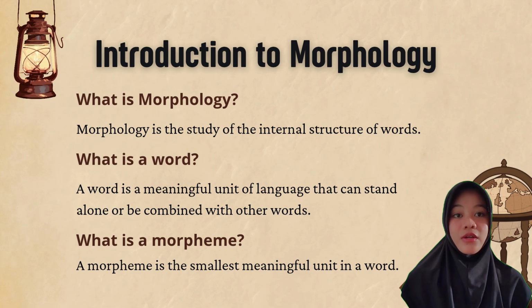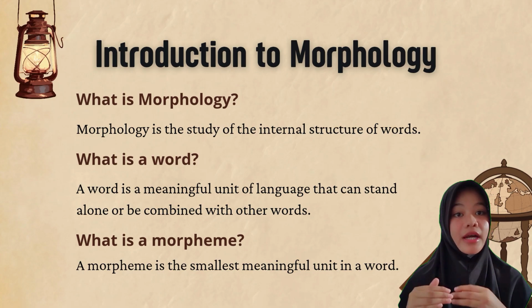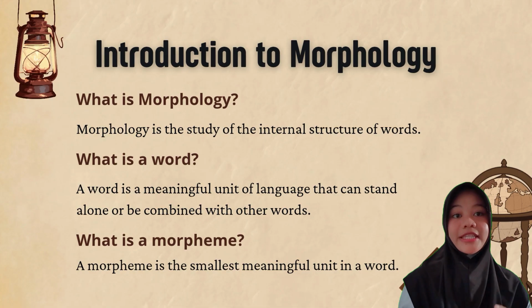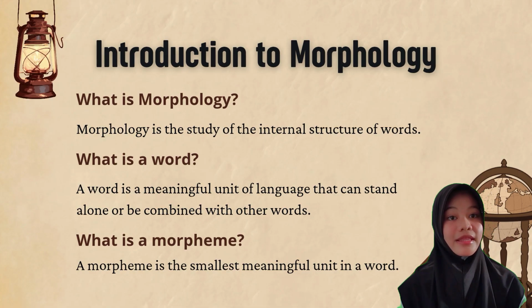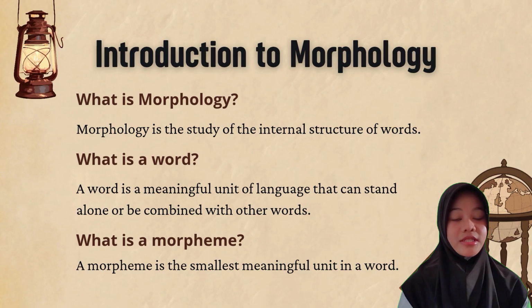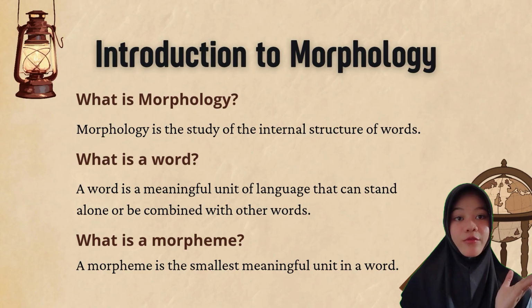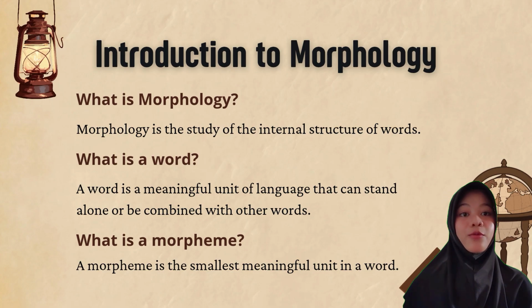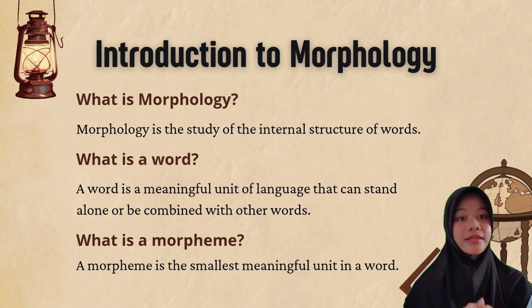What is a word? A word is a meaningful unit of language that can stand alone or combine with other words and carry meaning. However, even though a word may seem simple, it can actually be made up of smaller, meaningful units. The smaller meaningful units are called morphemes. What is a morpheme? A morpheme is the smallest unit of meaning in a word. For example, unhappiness. The word unhappiness has three morphemes: un, happy, and ness. Each part has its own meaning.